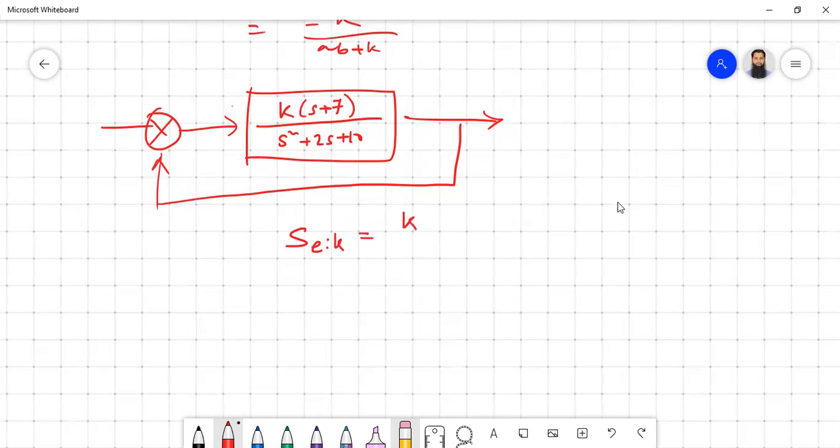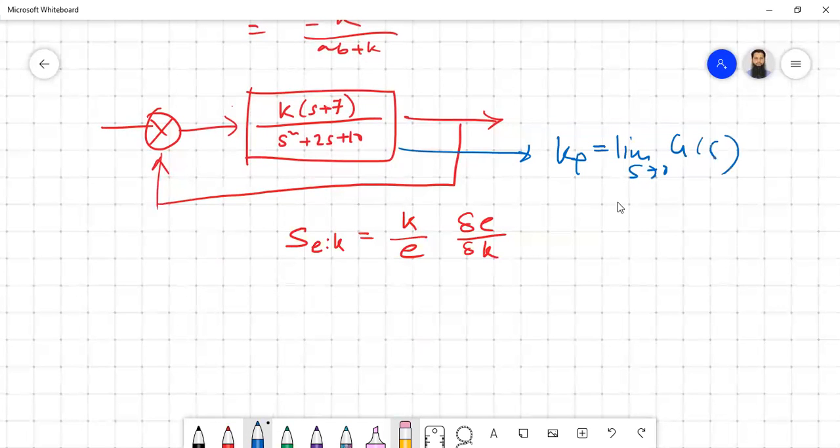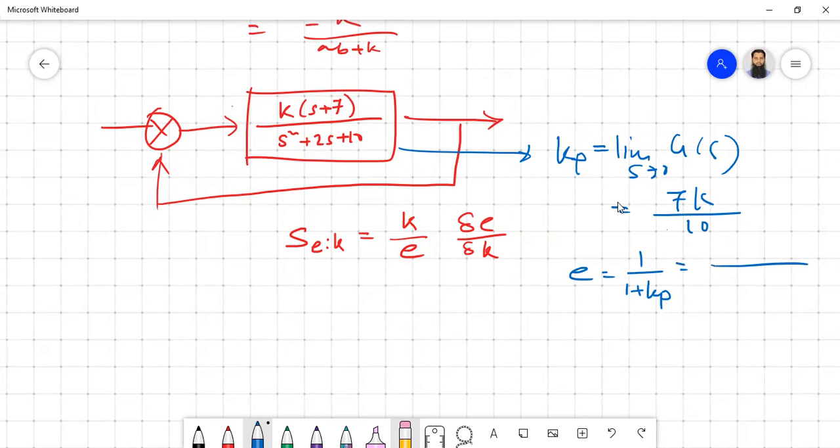So that is basically K by error, then del E by del K. So first of all, error we have to calculate. So now for this particular system, as you can see, this is a type 0 system. So we should go for the value of Kp. So the value of the Kp is limit S tends to 0, G of S. So all the S's will be replaced by 0. So 7K by 10 is our Kp. So the error is basically 1 by 1 plus Kp. So 1 by 1 plus 7K by 10. So simply this will be 10 by 7K plus 10.